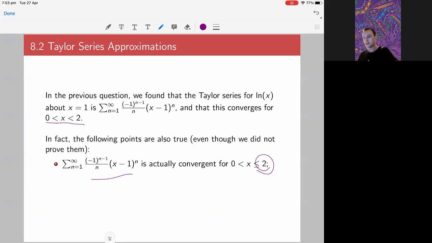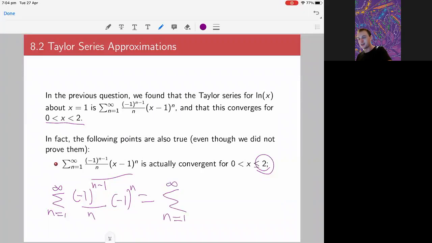And there's an easy way of seeing that, because if x equals 0, what you end up with is this sum here, minus 1 to the n minus 1 on n times x minus 1 is minus 1 to the power of n. Now, minus 1 to the power of n times minus 1 to the power of n is just going to be 1. And so what we end up with is this minus 1 to the power of minus 1, which is the same as minus 1 to the power of 1 divided by n. And so this is just minus the sum from n equals 1 to infinity of 1 on n. And we recognize this as the harmonic series, 1 on 1 plus 1 on 2 plus 1 on 3. And so this is divergent.